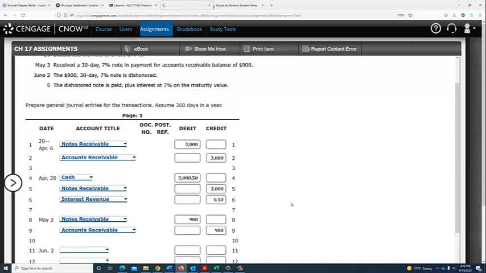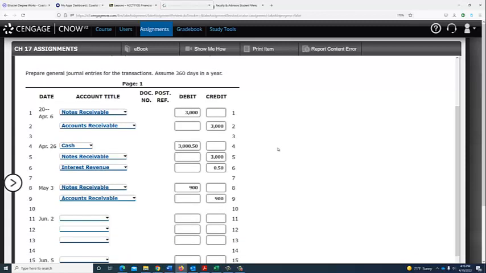You just need to calculate what you would have received had that note been paid. So it's 900 at 7% for 30 days. Okay, the interest on that is $5.25. So had we collected on this note, we would have collected $905.25. And we would normally debit cash, but we're not receiving cash because this note was dishonored. They've told us they're not going to pay us. So we're debiting accounts receivable for $905.25.